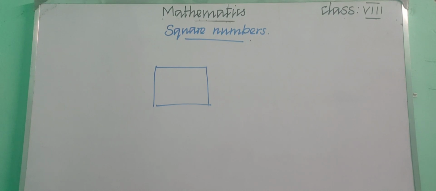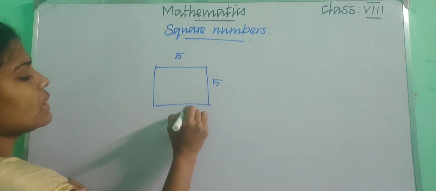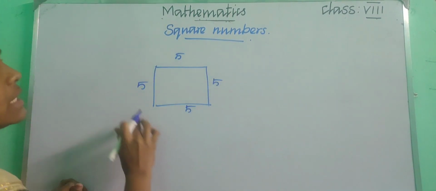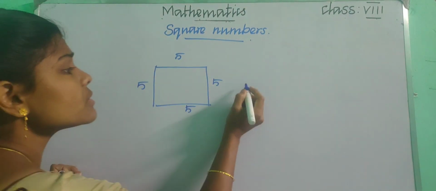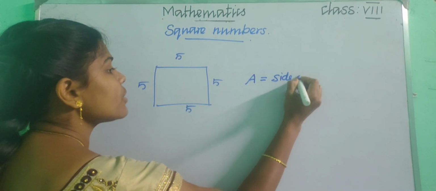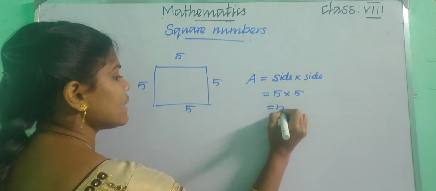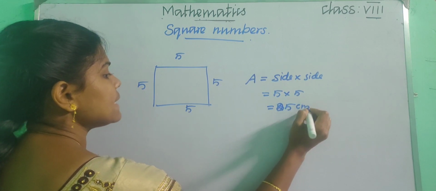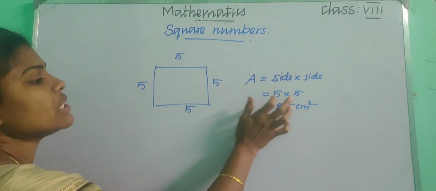So how will you find the area? If the side of a square is 5, all the sides are equal, so we can say all the sides have 5 centimeter length. How will you find the area of the square? What is the formula to find the area of a square? Area equals side into side, that is 5 into 5, that is 25 centimeter square.